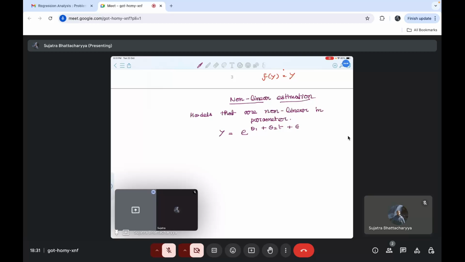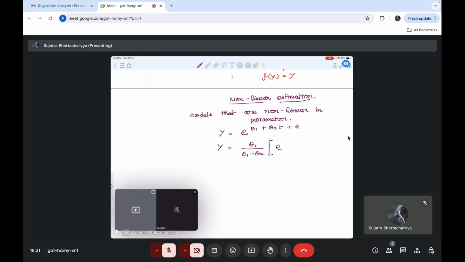So when you find that a model is created where the parameters are in a non-linear fashion, the particular function is a non-linear function of these parameters, then we can go for a non-linear estimation technique. Another example is suppose y is equal to some theta 1 divided by theta 1 minus theta 2.